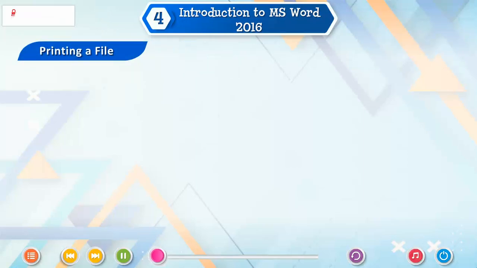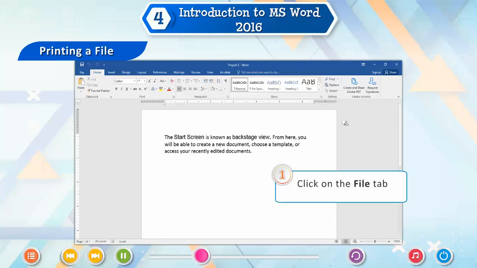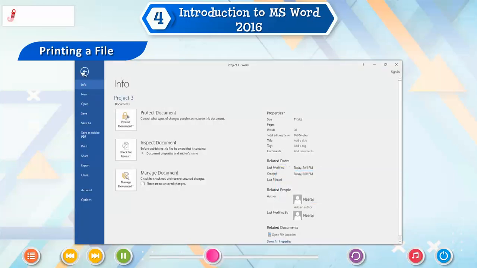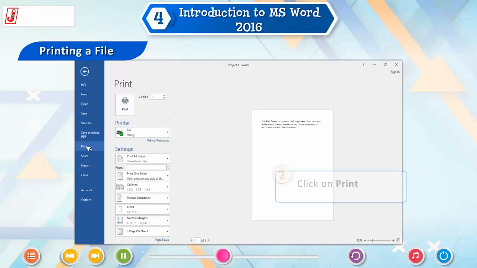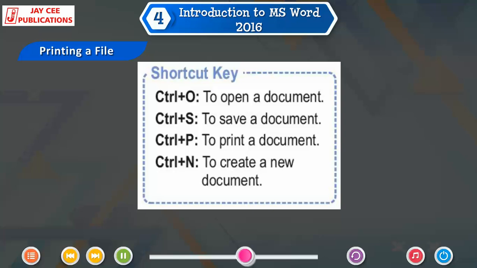Printing a file. Print command is used to print the document. Follow the given steps to print the document. 1. Click on the File tab. 2. Click on Print. 3. Click on Print button. Shortcut key. Ctrl plus O to open a document. Ctrl plus S to save a document. Ctrl plus P to print a document. Ctrl plus N to create a new document.